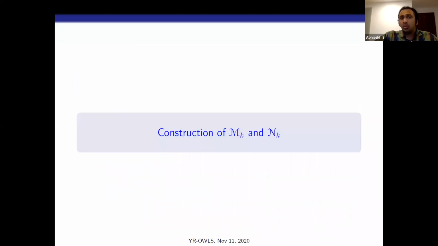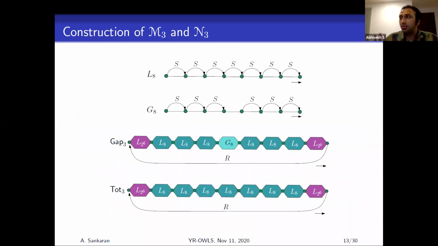Yeah. So, construction of MK and NK. I'll illustrate all the constructions for K equal to 3. First, we build up our structures inductively. Let L8 be the linear order on 8 points, where the S relation is a total successor relation. G8 is the same structure as L8 with the middle S relation removed.